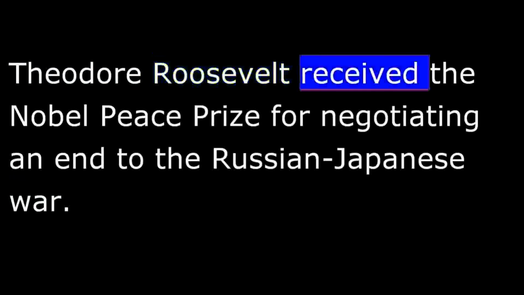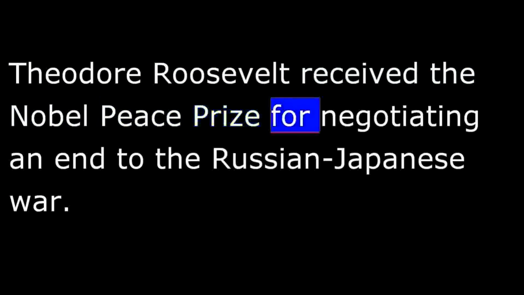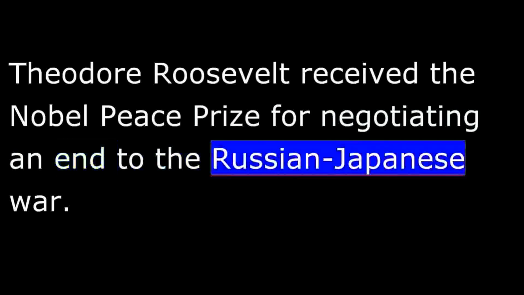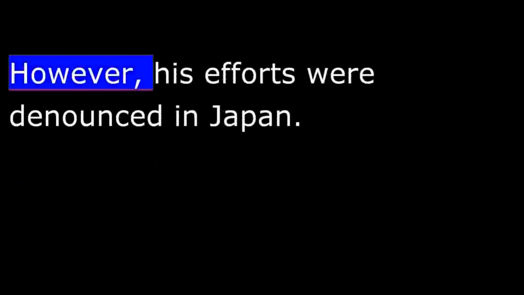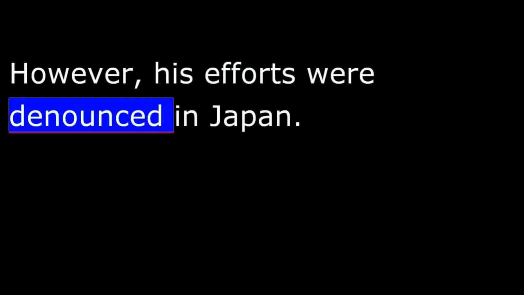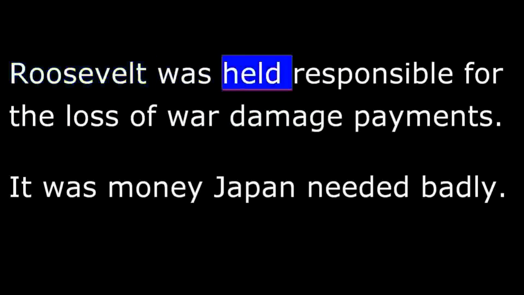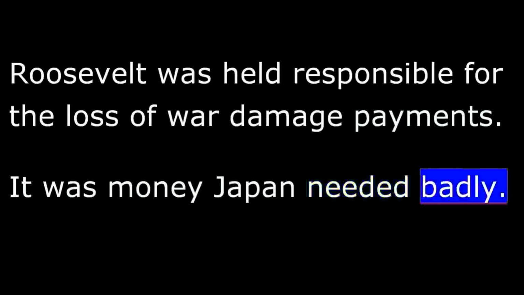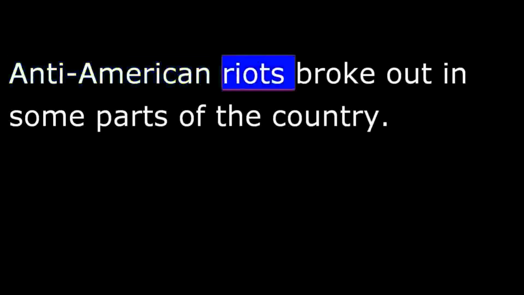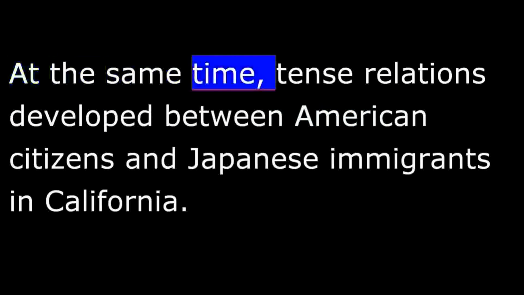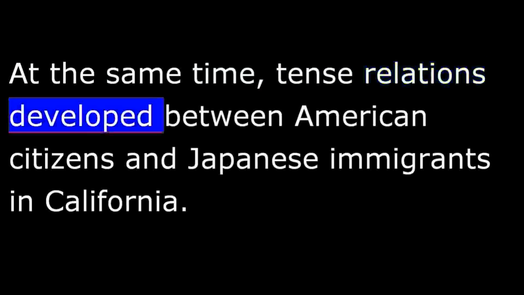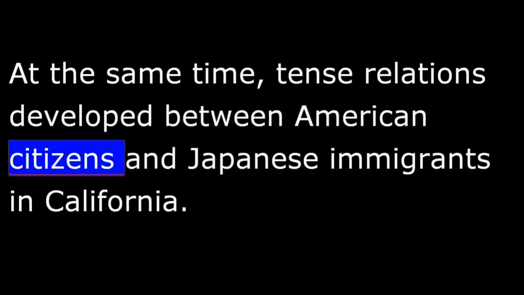Theodore Roosevelt received the Nobel Peace Prize for negotiating an end to the Russian-Japanese War. However, his efforts were denounced in Japan. Roosevelt was held responsible for the loss of war damage payments. It was money Japan needed badly. Anti-American riots broke out in some parts of the country. At the same time, tense relations developed between American citizens and Japanese immigrants in California.